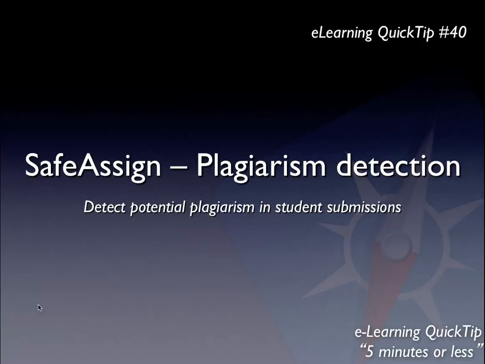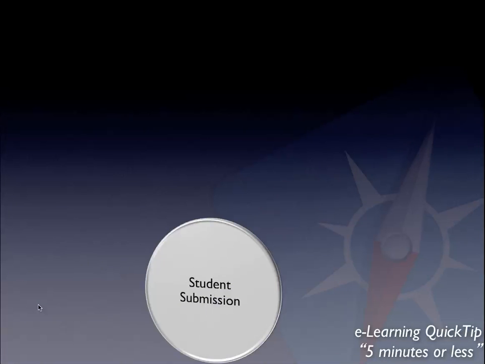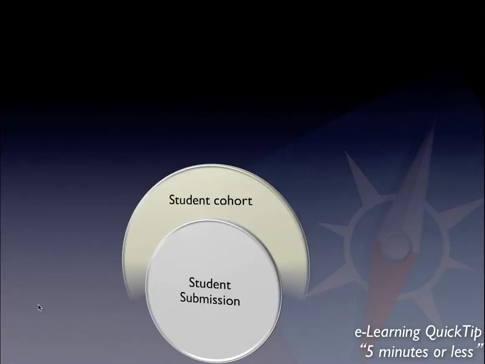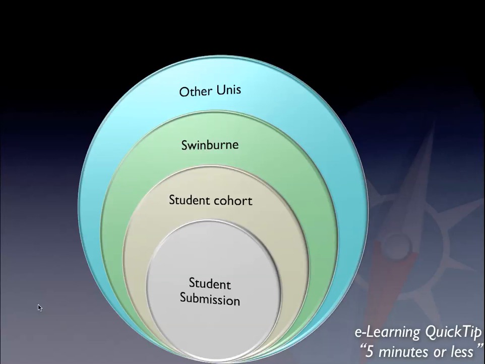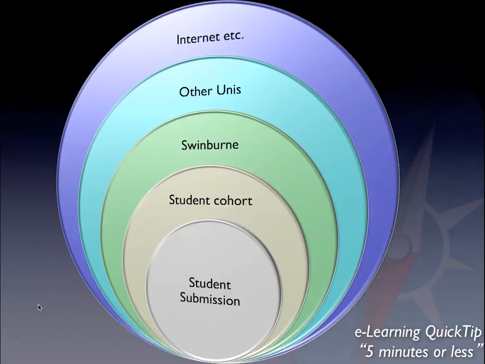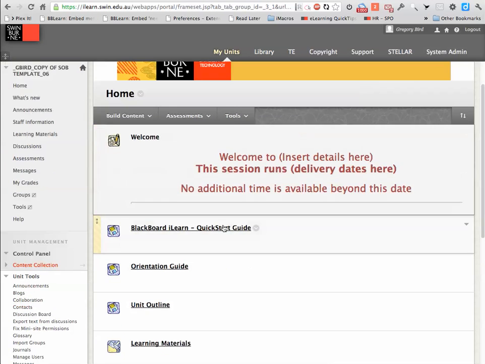Today I'm going to be showing you SafeAssign, which is a plagiarism detection assessment instrument built into Blackboard. It begins like the normal assignments tool of Blackboard with a student submission. That submission is then compared with the student cohort, with the greater Swinburne, with other universities, both here within Australia and internationally, and with the greater internet, including database searches, periodicals, etc. So it's incredibly comprehensive. I'll show you how you create a SafeAssign in your own Blackboard unit.